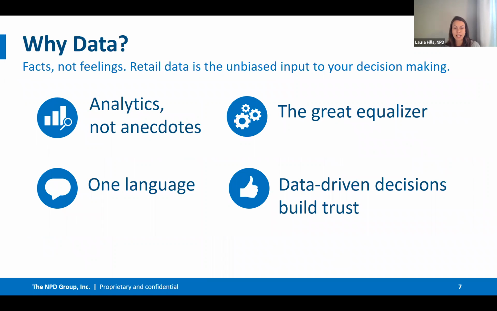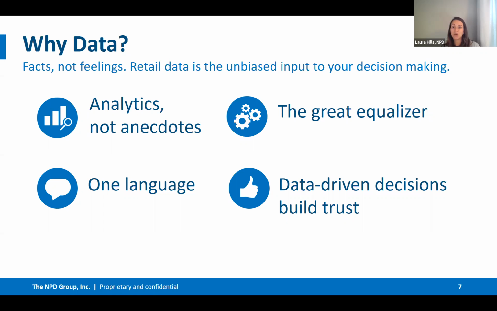So the question of the day that we're going to answer is: why data? Why do we need it? And why do we say that it's critical? First and foremost, data is the unbiased input to your decision making. We make countless decisions in our personal lives and in our business lives using our gut and our intuition and our expertise on the market and on the business. But what the data offers you is facts to justify your feelings and your intuition. It's the analytics that add weight to your anecdotes. So we really say use the data to validate those gut feelings, to bring clarity, and to ensure that your judgment isn't being clouded by other factors.